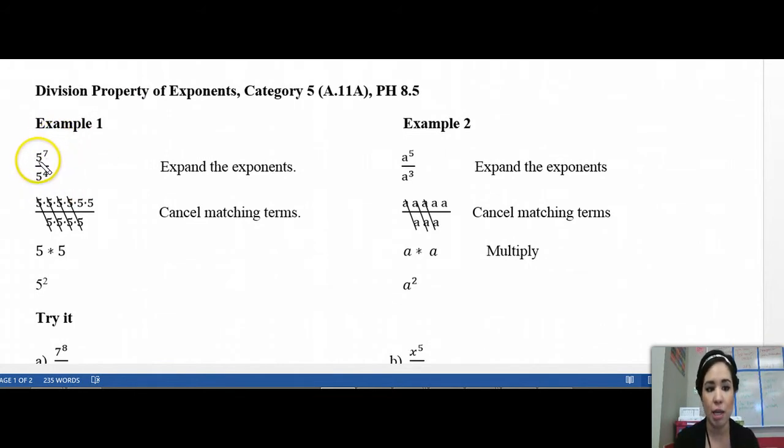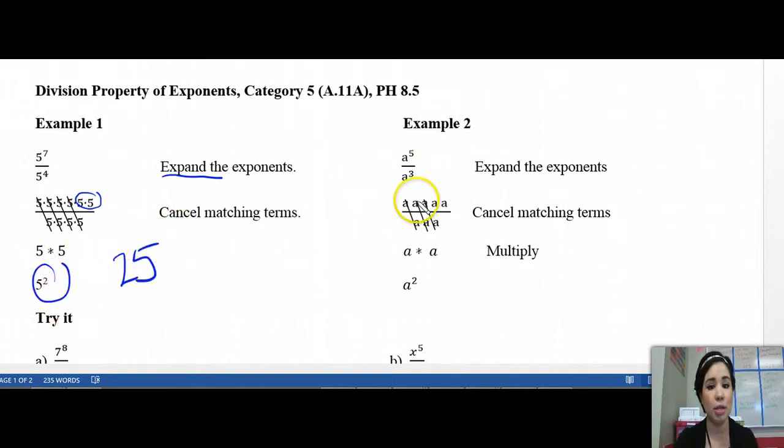So here we have the example 5 to the 7th power over 5 to the 4th power. If we expand them to see what this looks like, we have 7 5s multiplying on top, and 4 5s being multiplied on the bottom. If we cross out the things they have on top and bottom, we would only be left with 2 5s on top. And 5 times 5 is 5 squared, which is 25.